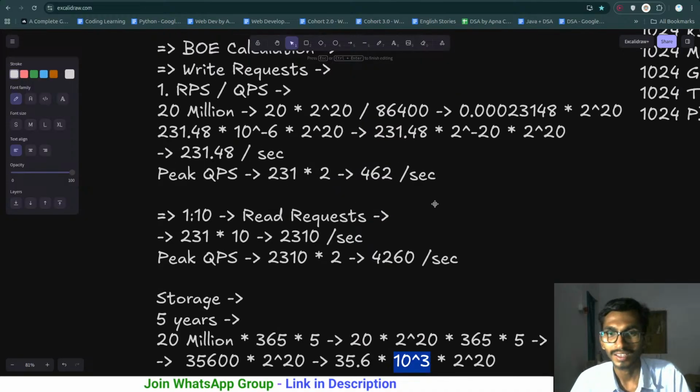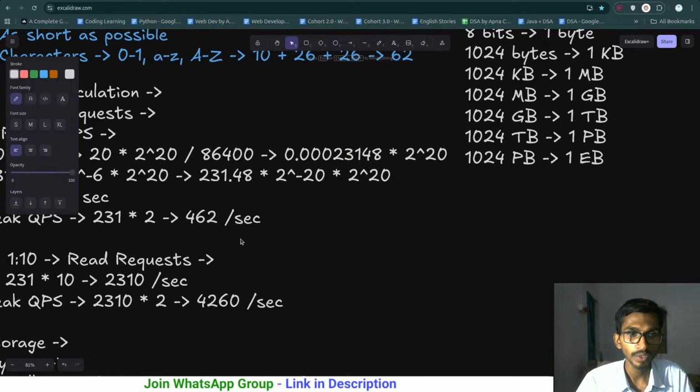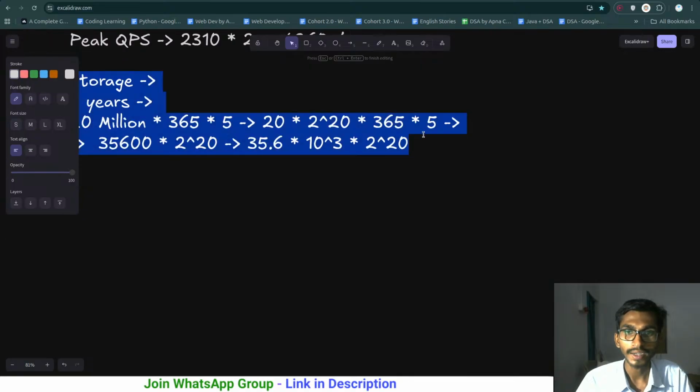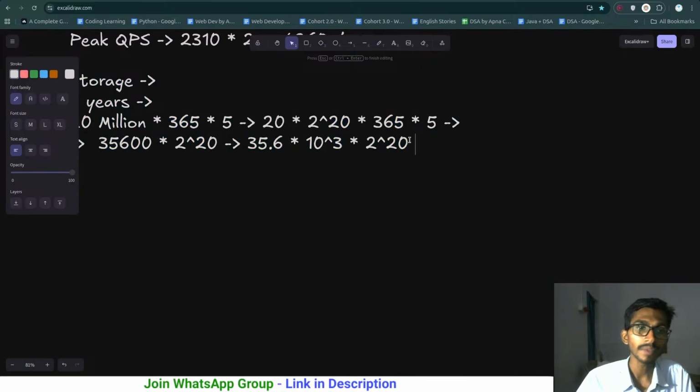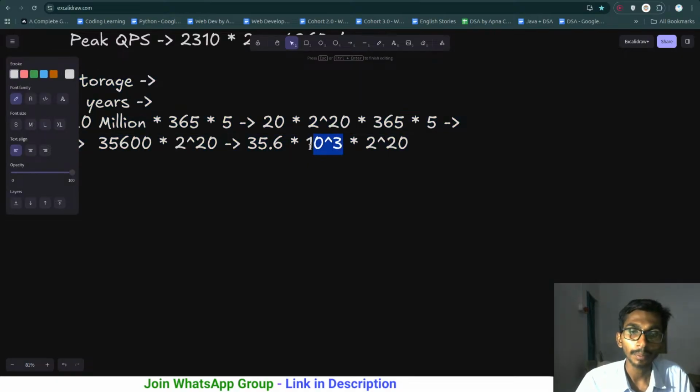Kilobyte. Let's have a look here. 10 to the power 3 bytes is equivalent to 2 to the power 10 kilobyte. That simply means we can write it like this, instead of writing it like this. My main goal was to first bring it into base 10 format, so that I can convert that base 10 format into base 2 format, as simple as that.